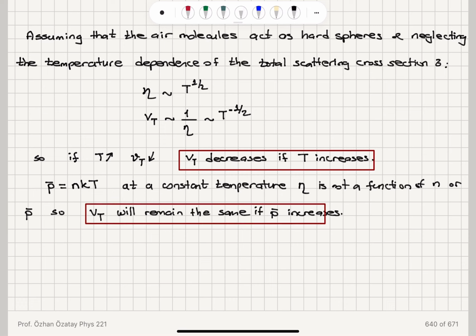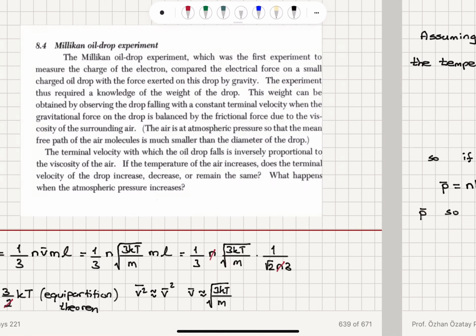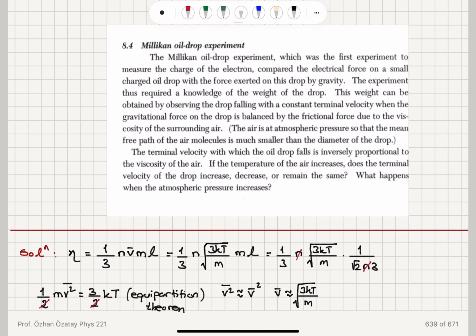So the dependence on temperature suggests that the terminal velocity decreases if temperature increases. However, it's unaffected by changes in the mean pressure.